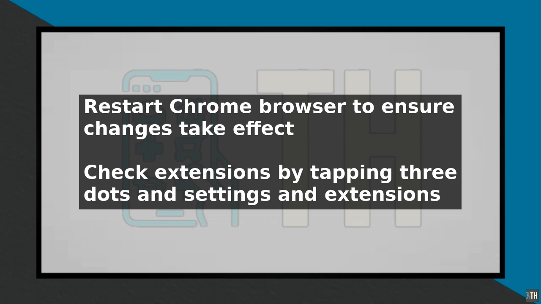Finally, restart your Chrome browser to ensure the changes take effect. By following these steps, you should be able to fix cookies are disabled in Chrome on Android and enable cookies for a better browsing experience.